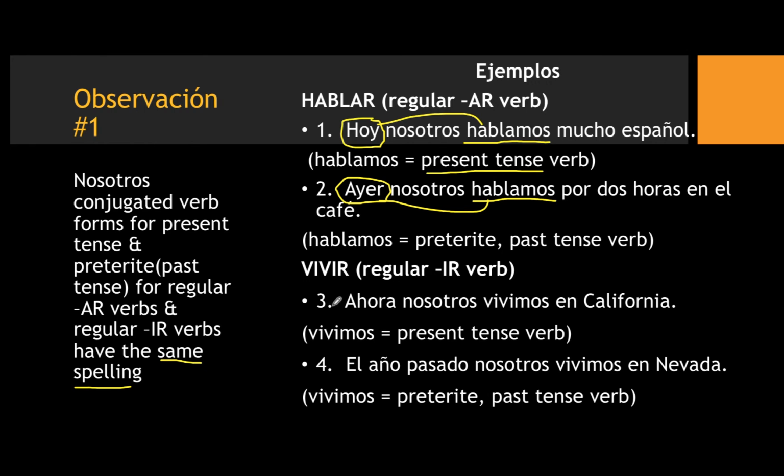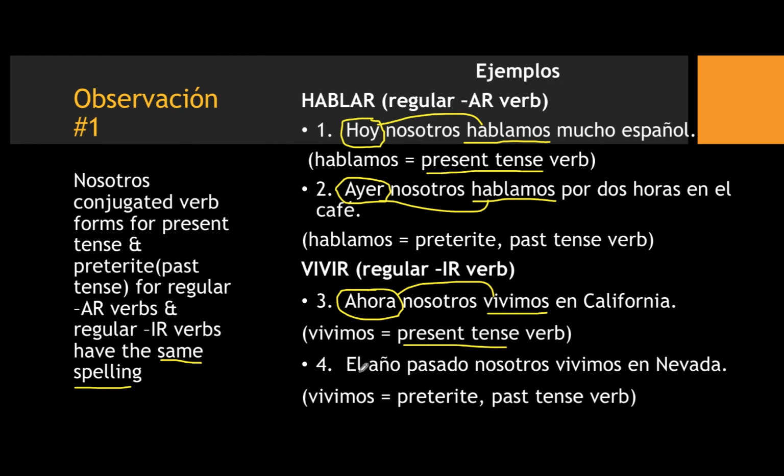Número 3. Ahora, nosotros vivimos en California. How do I know here? Where's the verb? Oh, vivimos. It's got an imos, so I know that's the we form of a verb. Oh, this verb, to live, okay. So now we live in Cali. So how do I know, is this we live or we lived? Ahora, what's this? Oh, now. Okay, so that's helping to give context to this verb, and they go with each other, and so now I know, we live now. So it's present tense.